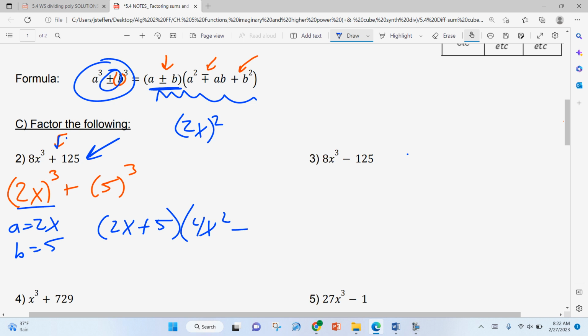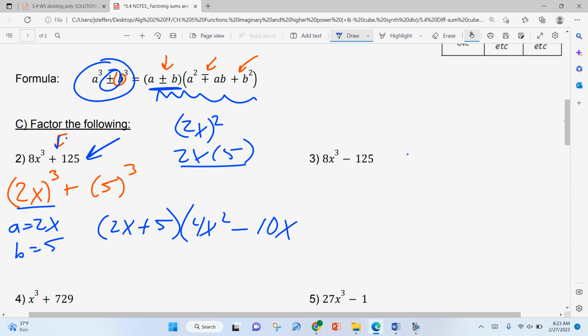These two signs will always be opposite. You have a plus here, you have a minus here. If you have a minus here, you have a plus there. They will always be opposite. B, so we have A times B. So we have 2x times 5. Well, 2x times 5 is 10x. If you need to list it out, you can. You do not have to.